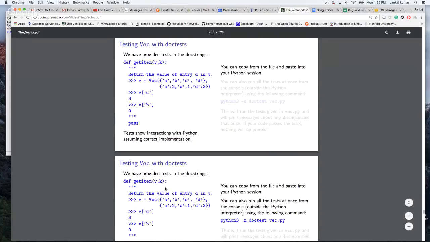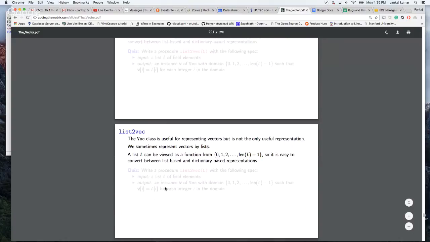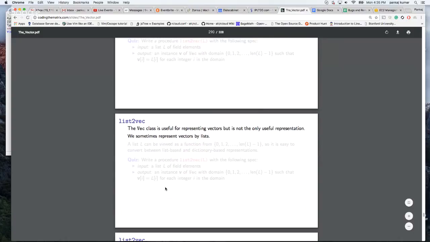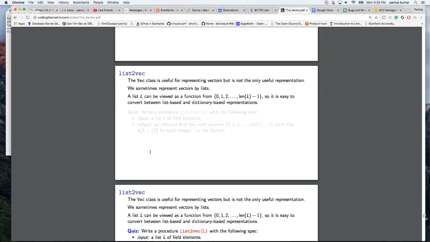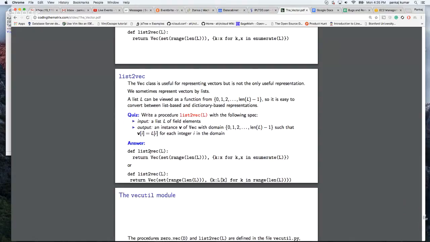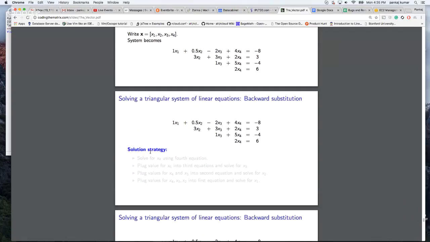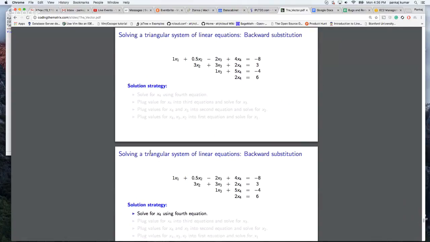Okay. Is there anything else? So list to vec: you can have a function list to vec such that you can compute the domain, and then you can have a vector representing the list.